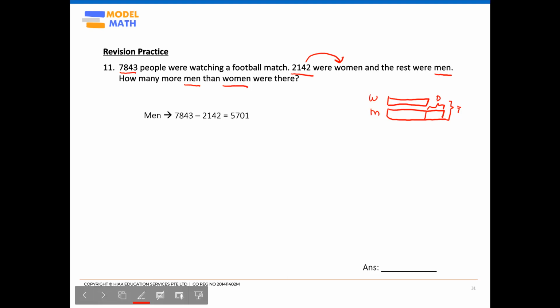So now that we have the value for men, and we also have the value for women, to answer the question, we can simply find the difference between these two numbers, which would be 5,701 minus 2,142, which gives us 3,559. And that would be the answer for question 11.